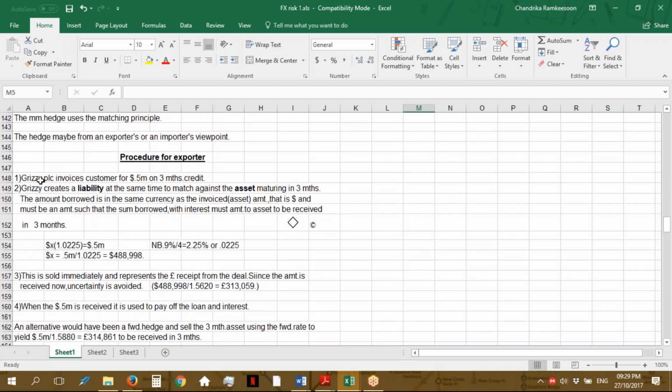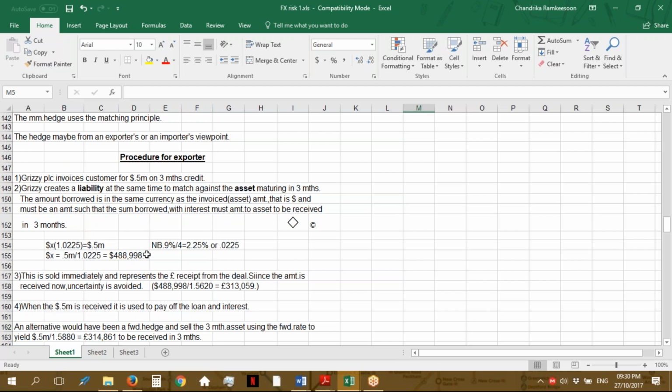Procedure: Guzzi would first invoice their customer for $500,000 on 3 months credit. Guzzi then creates a liability. Remember, the exporter would always take out a loan today in the currency, but for less than $500,000, at the same time, against the asset maturing in 3 months. The amount borrowed is in the same currency as the asset, that is dollars, and must be an amount such that the sum borrowed with interest must amount to the asset to be received in 3 months.